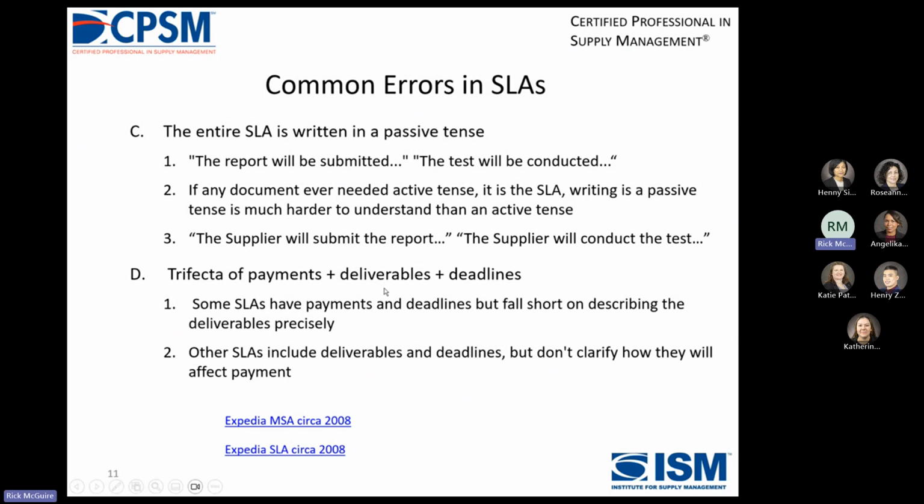And then the trifecta of payments, deliverables, and deadlines. Some SLAs have payments and deadlines, but fall short on describing the deliverables precisely. Other SLAs include deliverables and deadlines, but don't clarify how they will affect payment. You got to do both. These are some Expedia MSAs and SLAs, but they're from around 2008, but you can take a look at them if you're interested.